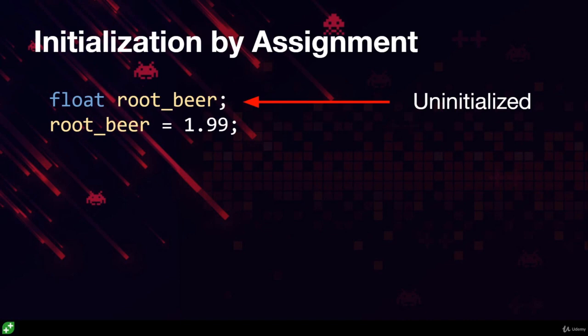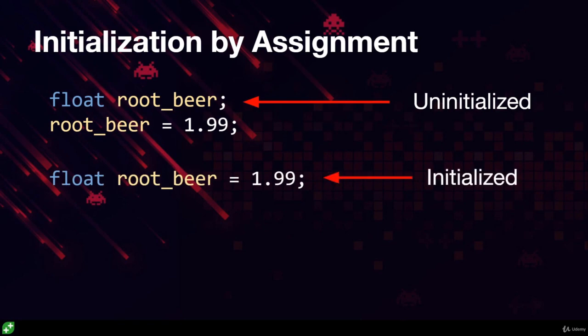and in general, it's really not a good idea to have uninitialized variables. We can avoid this situation altogether by declaring and initializing a variable all at the same time on the same line like this. So root beer starts off initialized from the get-go. It's typically a good idea to give variables default values like this, so they never start off with garbage data.